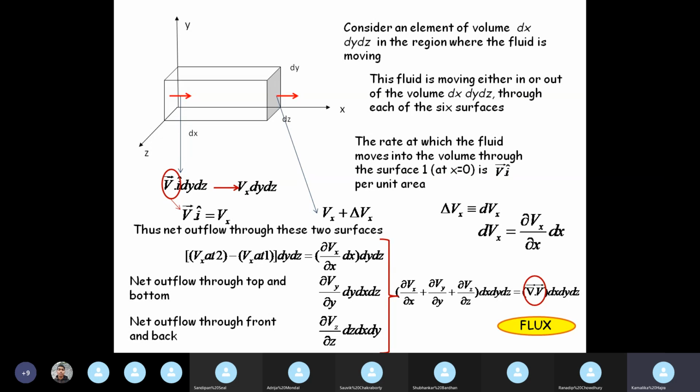So have I been able to give you an idea of what divergence and flux are? If not, then I will repeat myself. But have you got any idea about what I have been trying to say? Yes, ma'am. More or less. Okay.